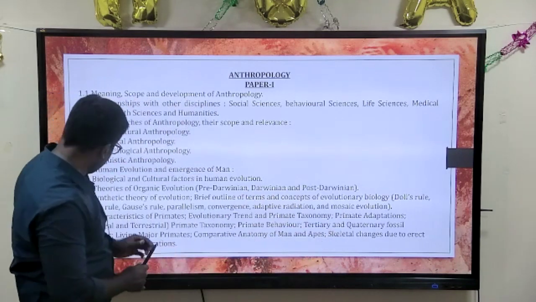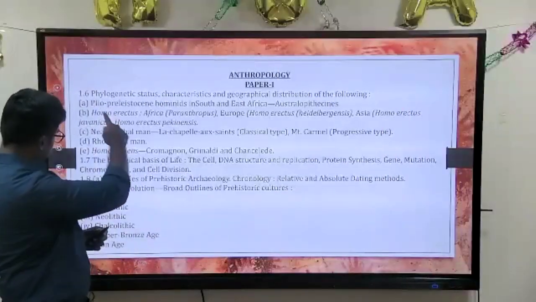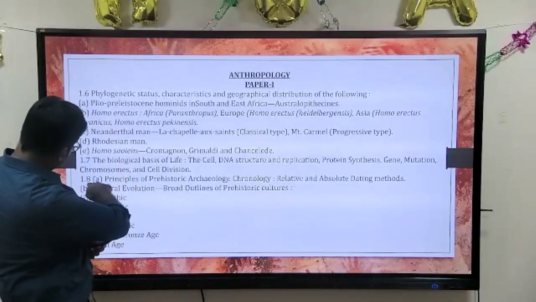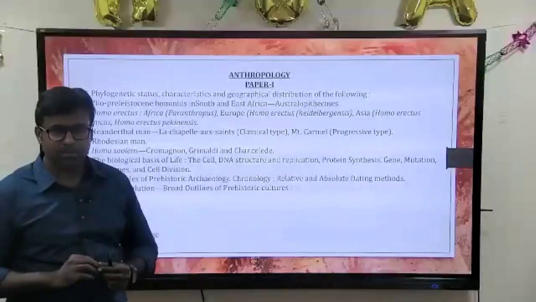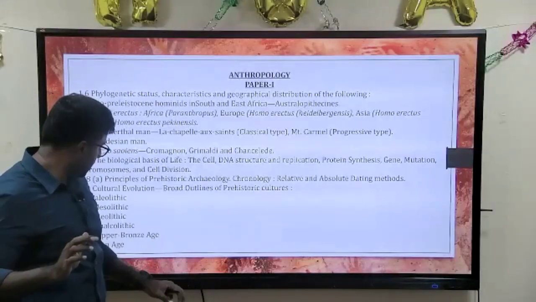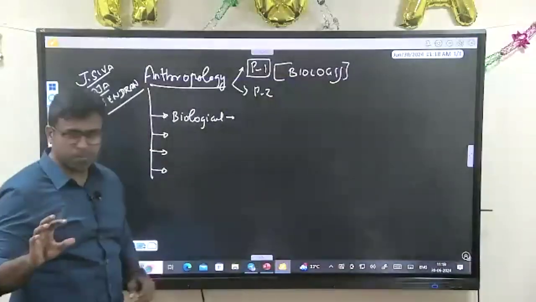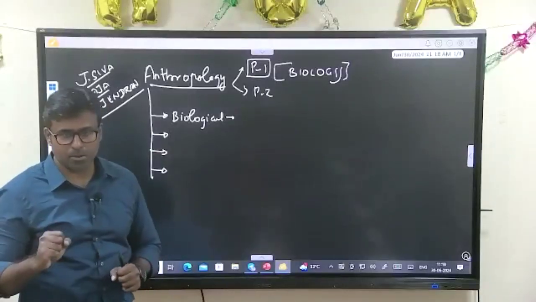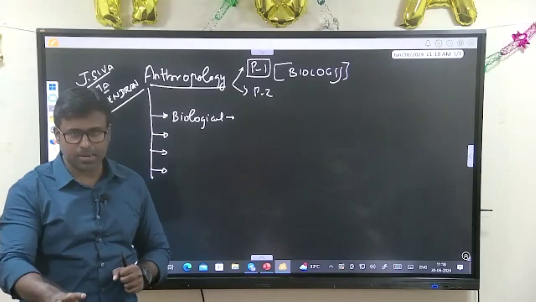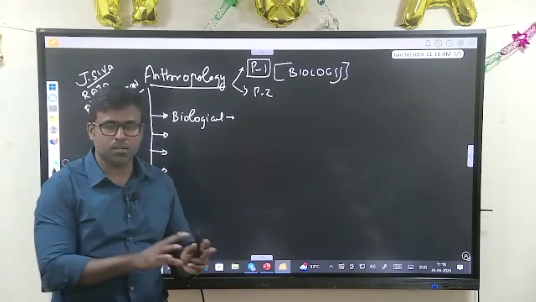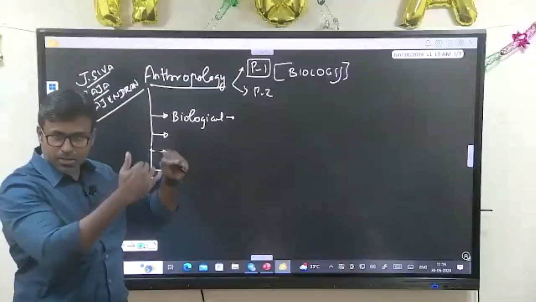From here till here, all the things are relevant to what is called biological anthropology. This is the most important stream in anthropology. This was the origin of anthropology. It originated as a discipline to decipher human origins and any other stuff related to humans. That's why they have given it first.